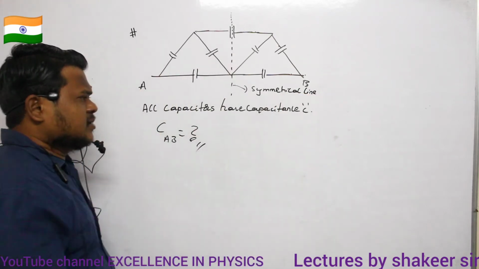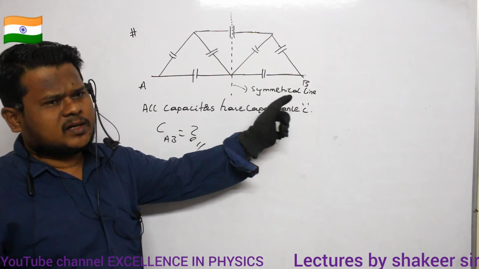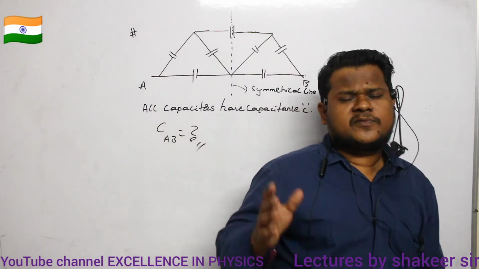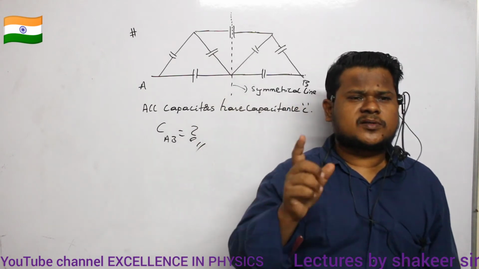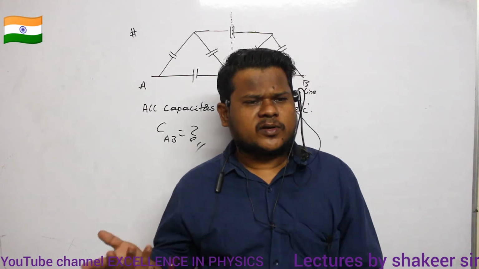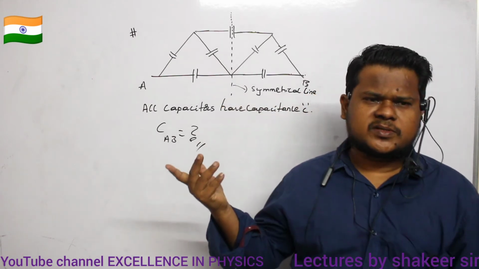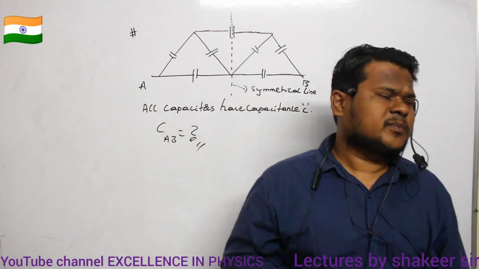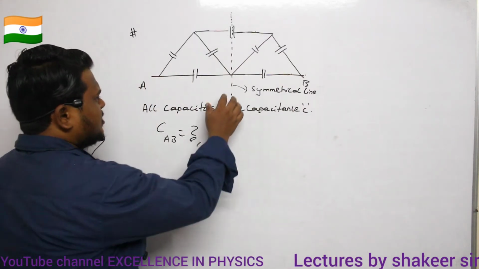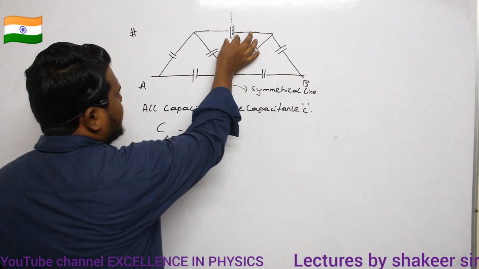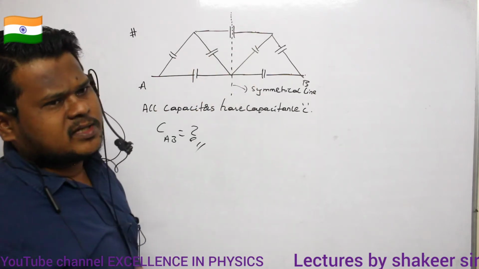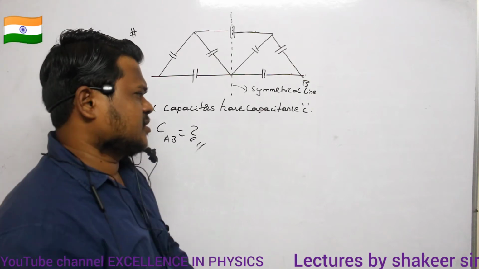Clear? So if this is my symmetrical line, then what can I do? Already we have written one condition previously, no? If capacitors are present on the symmetrical line, then you can just remove the capacitors and solve the circuit. But here there are no capacitors on it. Here I don't have any capacitor, and a line is passing exactly through the center of this capacitor. Then what can I do in this condition?